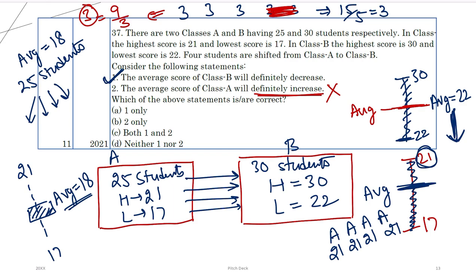It could stay the same, it could increase, it could decrease depending on the score of the students who are leaving the class. But there is no guarantee that it will definitely increase. So statement 2 is surely not correct. So only statement 1 is correct. I hope this is clear. So this is how we have solved this question.